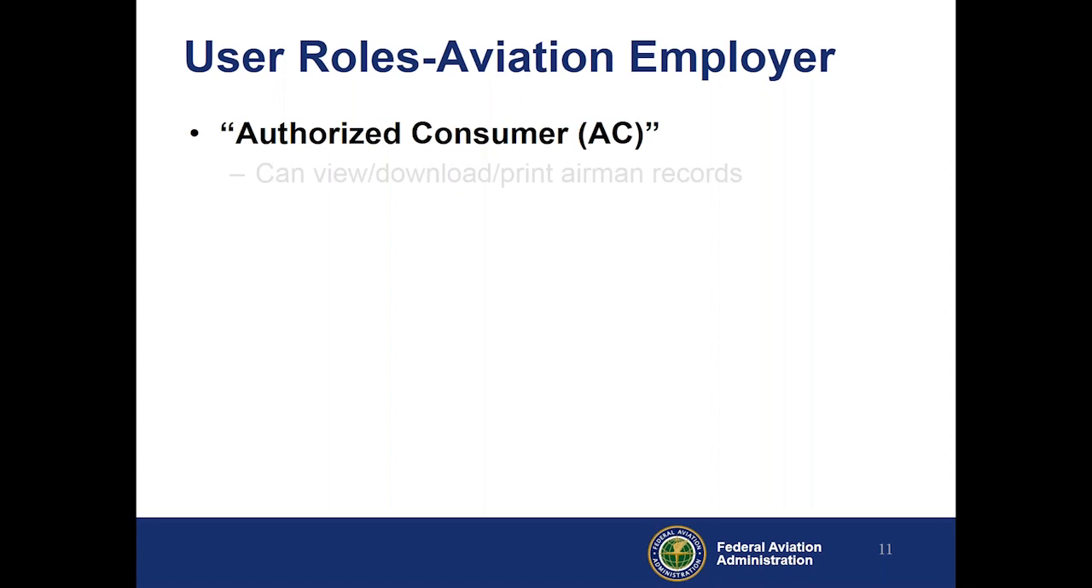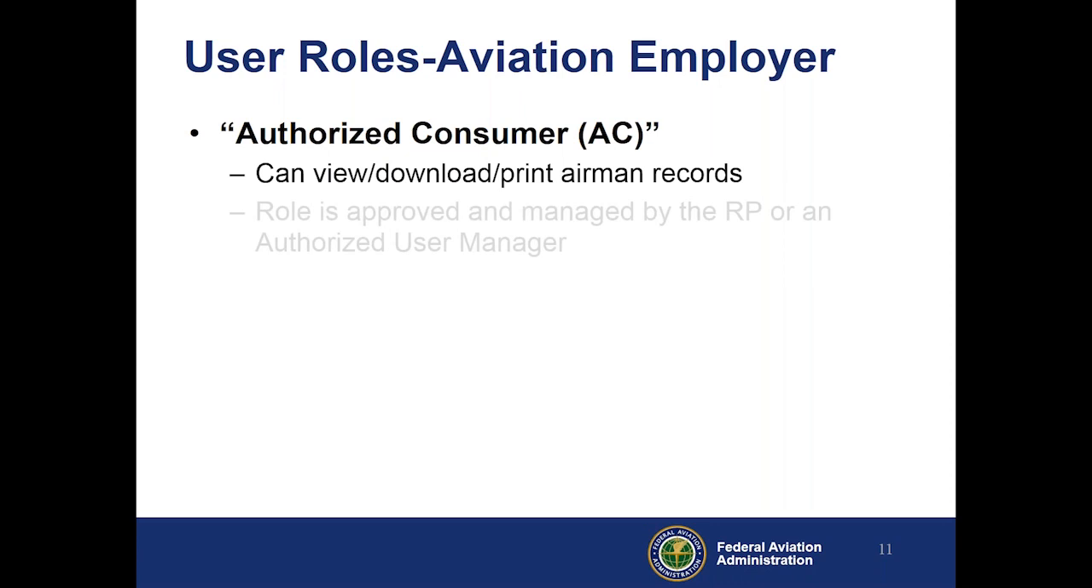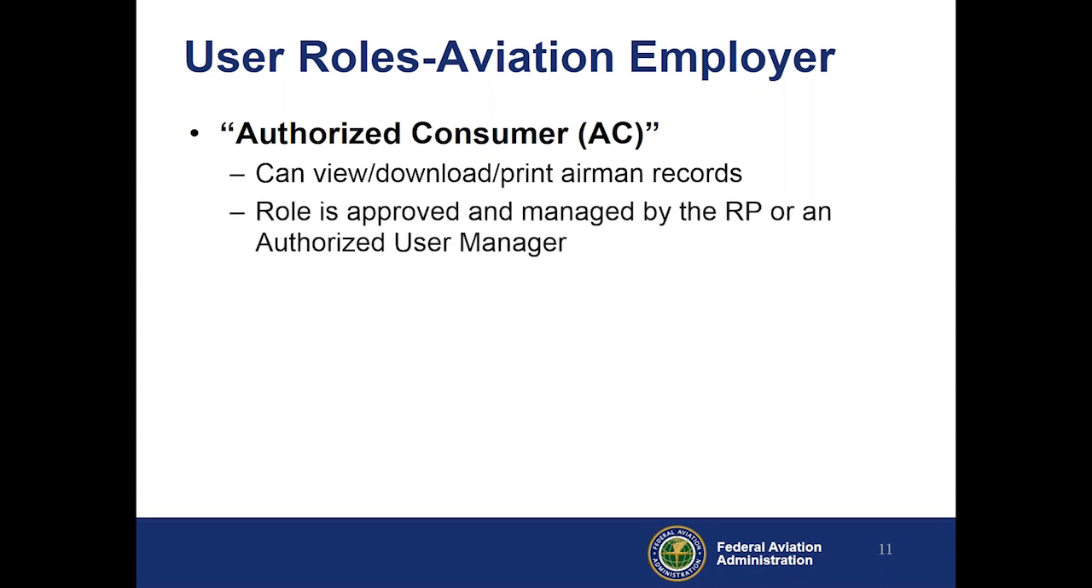So the next really key role is the authorized consumer. Now, this is the only role, the only person that can look at records. So I mentioned this before, I mentioned it again. If you are a responsible person, you will also be an authorized consumer. Okay? So that comes automatically. So an authorized consumer, they can view and download and print Airman records. At this time, that's just FAA records, right, that the agency has.